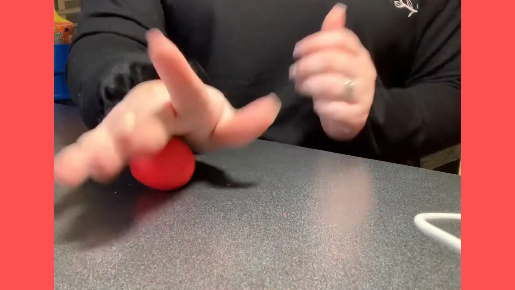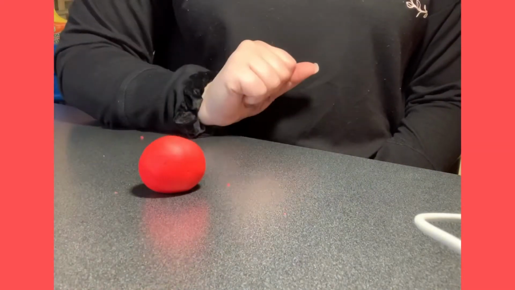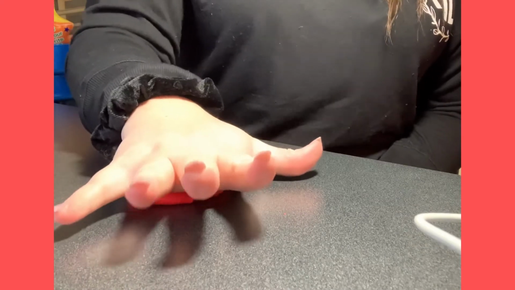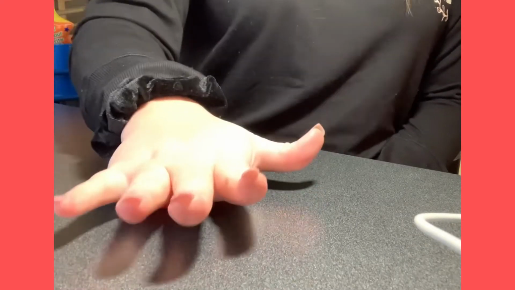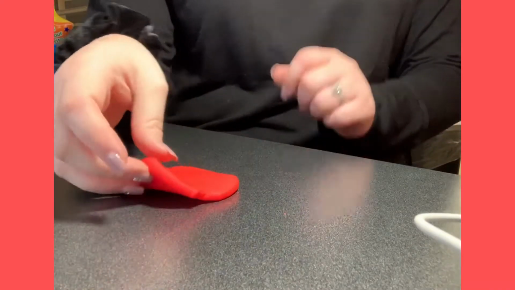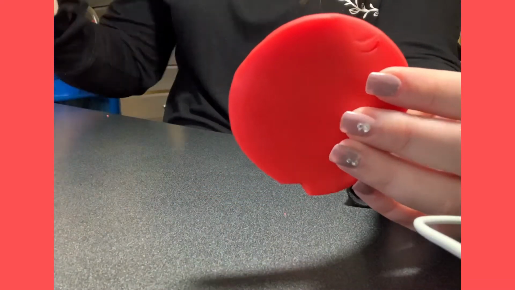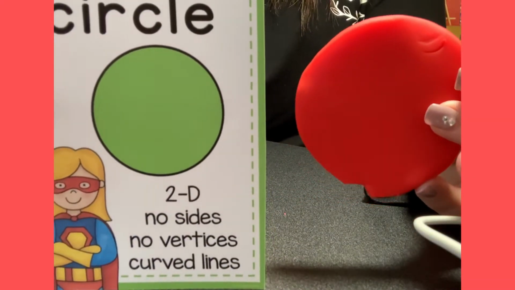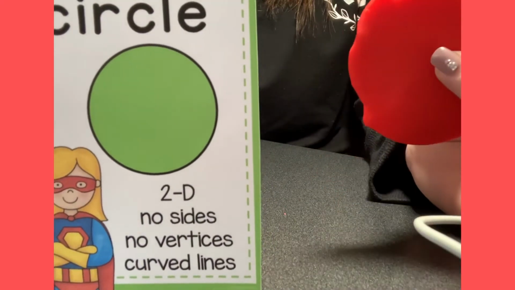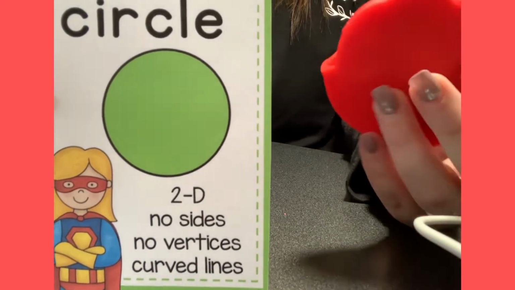So what we're going to do is take our round ball and just flatten it out. Just like that. And there you have your circle. There is your circle. Looks like a pizza.